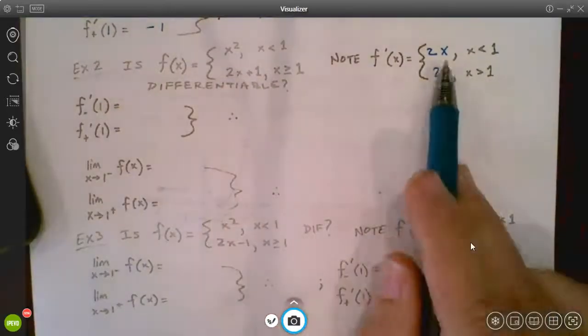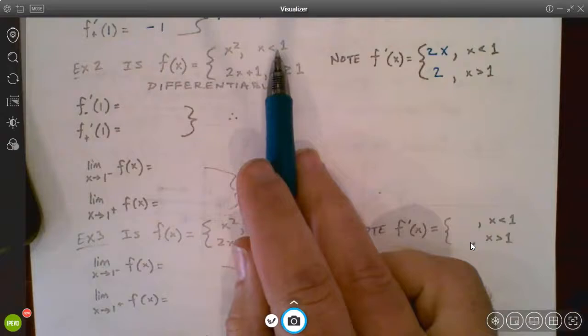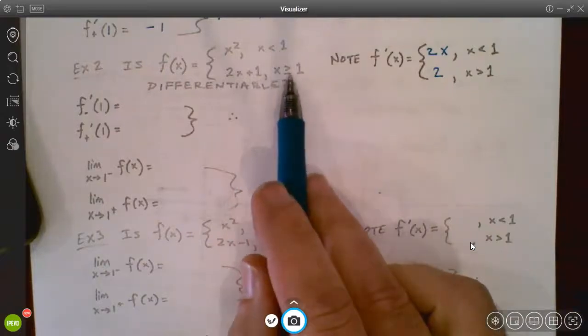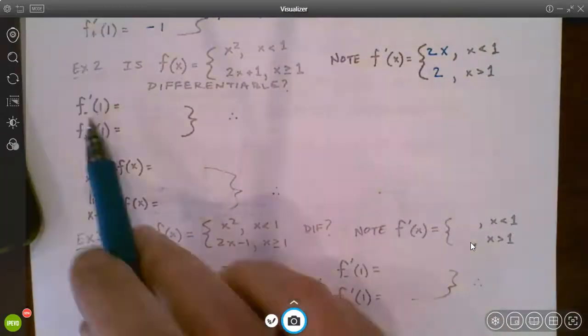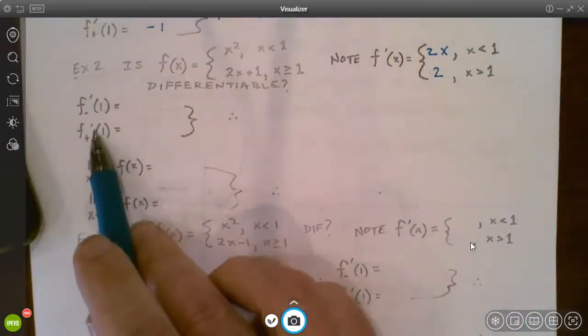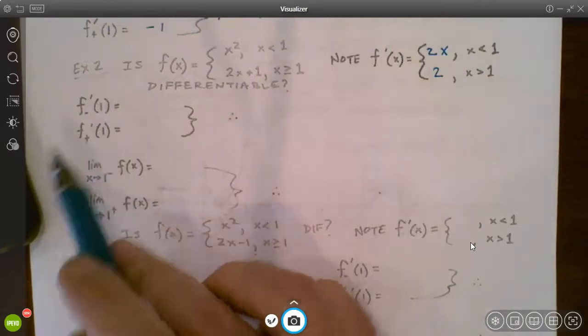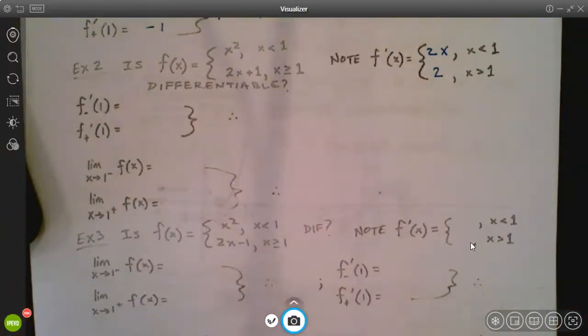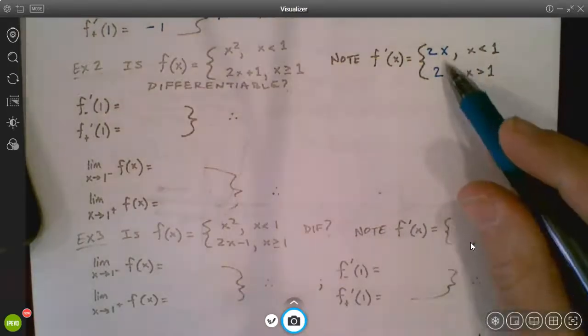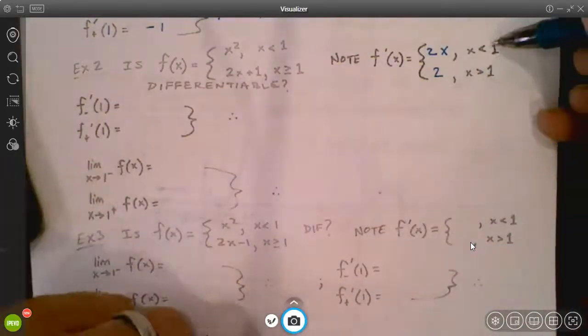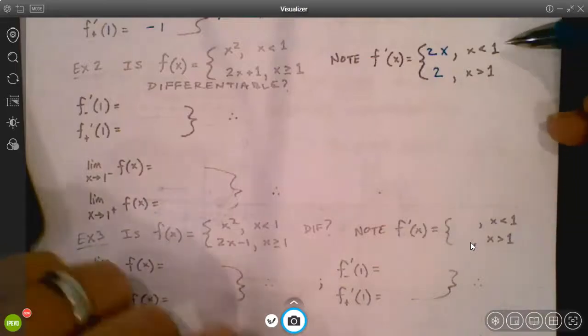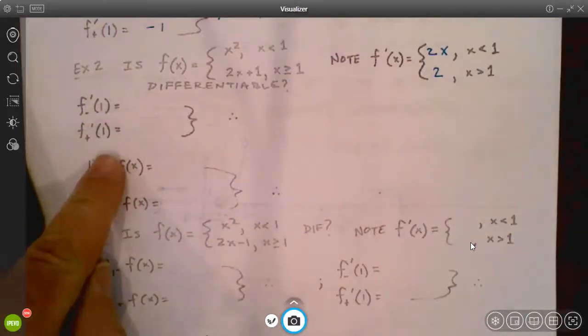Okay, so these are the slopes that we're getting to the left of 1, and the other one is where we're getting to the right of 1. We're going to start this one just by looking at the slopes. First things first, is this thing differentiable? Do I get the same slope on both sides of 1? So we're going to plug into this. Again, because this is a value of 1, that's why we're plugging in 1s.